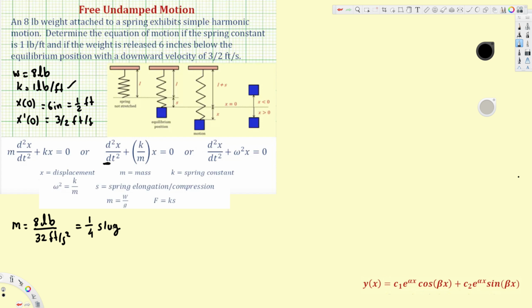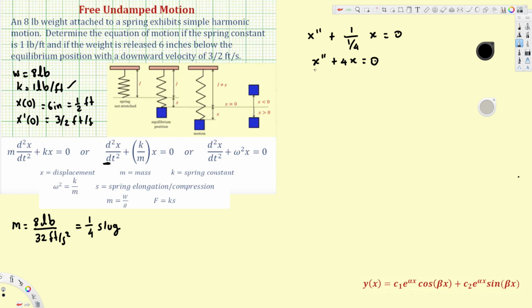And now we can go ahead and write our second order differential equation. Now this one means x double prime, d squared x over dt squared, that's x double prime. Okay, so instead of writing like this we can just write x double prime plus k over m times x, where k is 1 and m is 1/4, that's equal to 0. Now let's simplify this one. x double prime plus 1 over 1/4. This 4 flips around and goes to the top, so this is going to be 4x, that's going to be equal to 0.